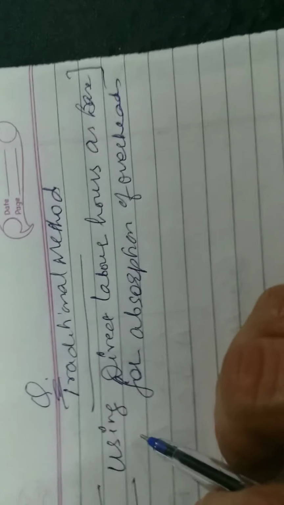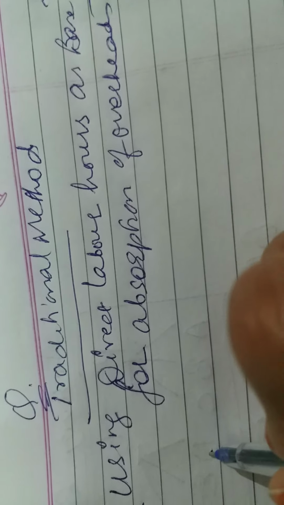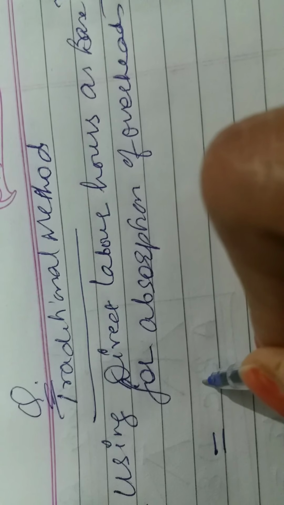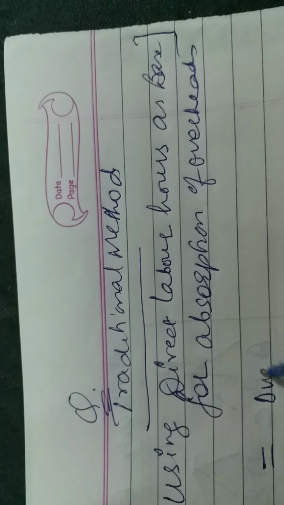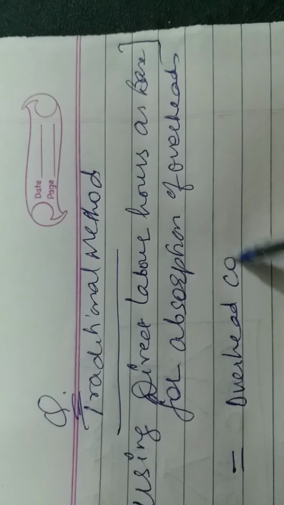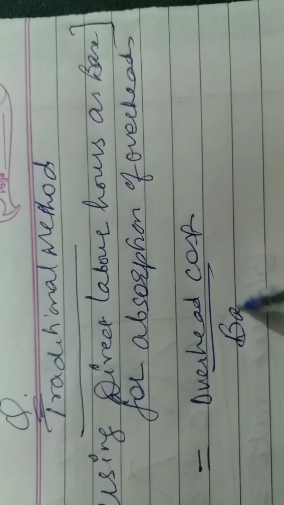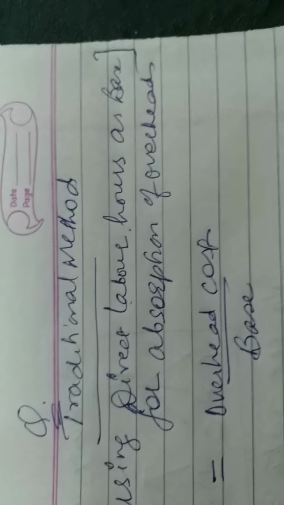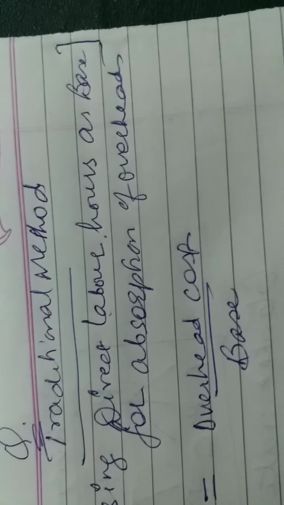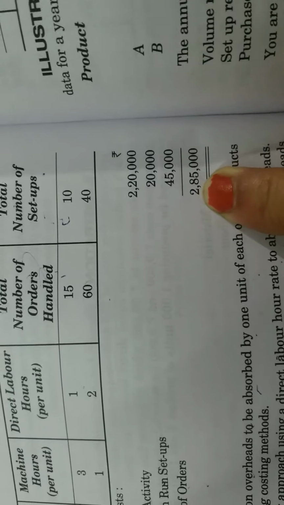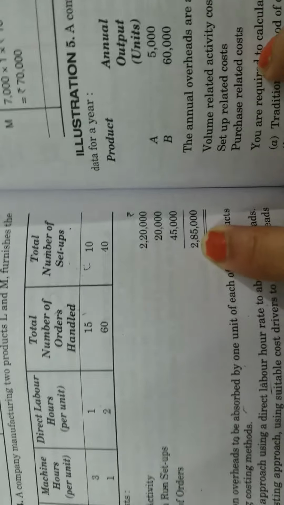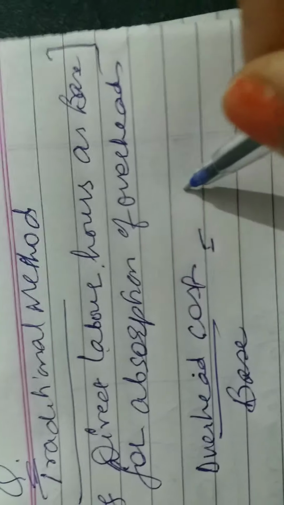So what is required? Firstly, the formula. The formula is going to be the total overhead cost divided by the base, and I know what base we are going to take. We are going to take direct labor hours. So let us find out these two things from the question. Firstly, what is the overhead cost which I have to divide? Have a look. The total overhead cost is given to us. It is 2,85,000. So I'll be taking this 2,85,000.